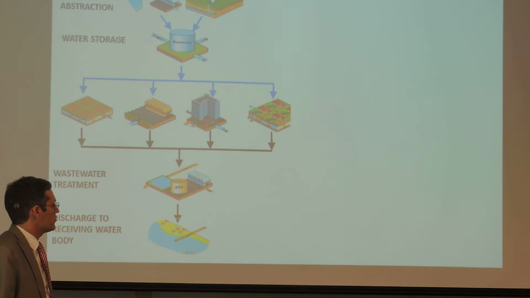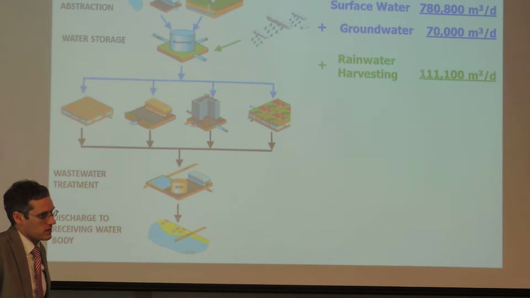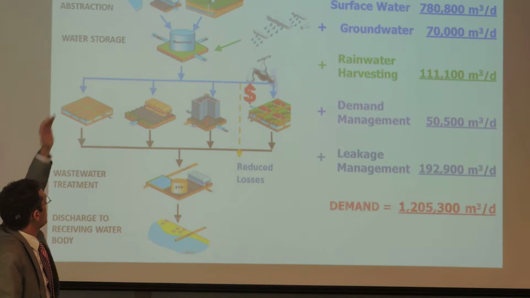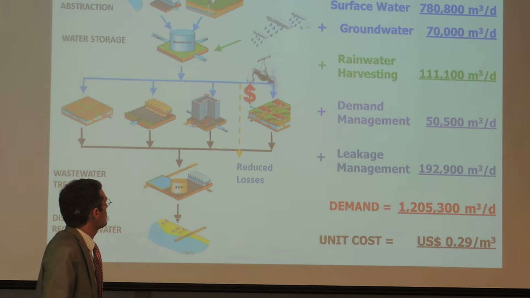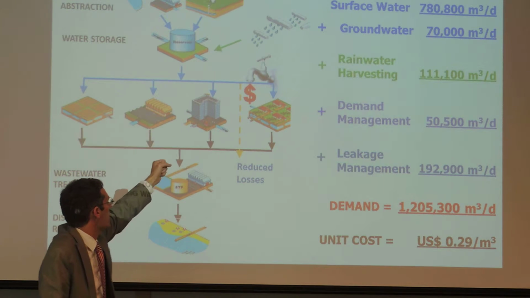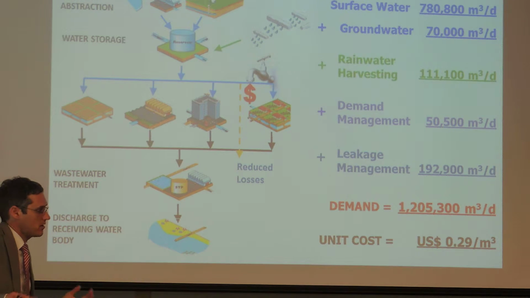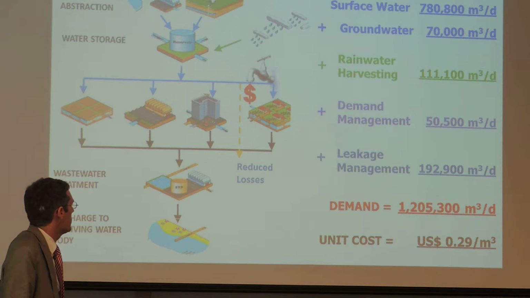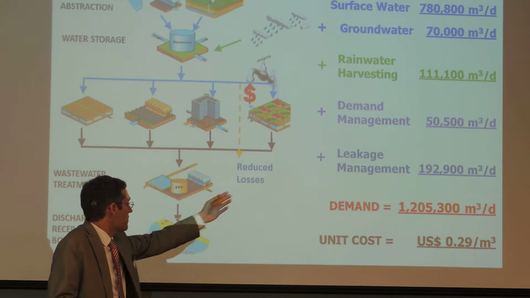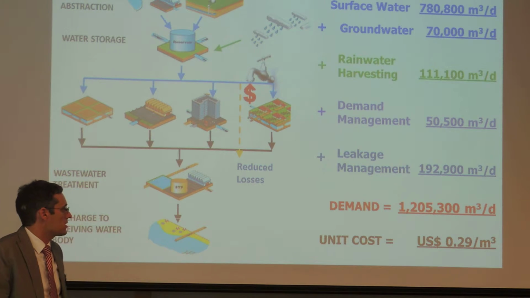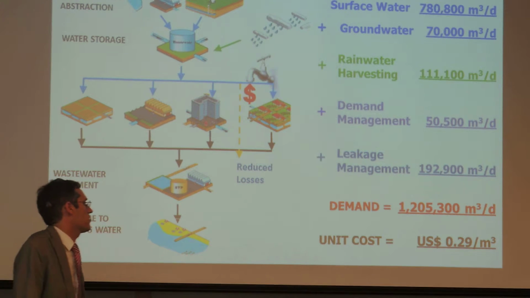So we say, what can we do if we explore a more integrated perspective? What can we do then? We can, of course, still tap conventional sources, but we can also think about rainwater harvesting. We can think about demand management, leakage management, saving water, so we don't have to provide it to the people. With this we can also fulfill our medium demand, but we can do it at less cost than the conventional system.